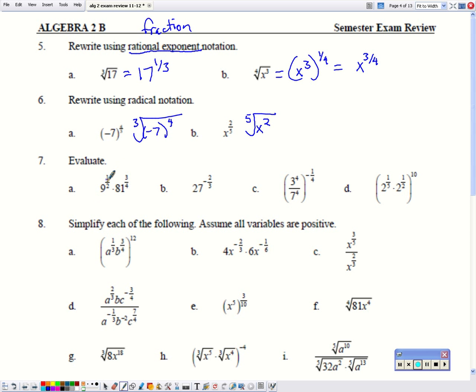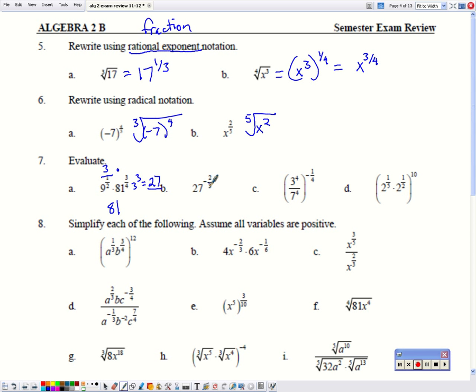All right, evaluate. 1/2 as a power is like the square root. So the square root of 9 is 3. And for 81, I can either cube it first, or I can take the 4th root first, because the numerator is a 3 and the denominator is a 4. I think it's way easier to take the 4th root of 81. So what number multiplied 3 times gives you 81? Well, that number would be 3. So now I'm going to have 3 cubed. 3 cubed is 27. So I have 3 times 27 gives me 81.